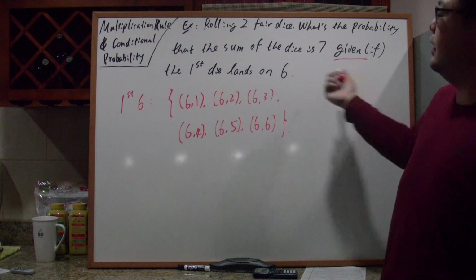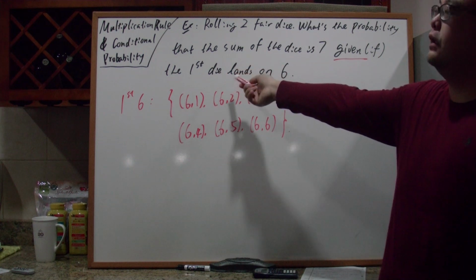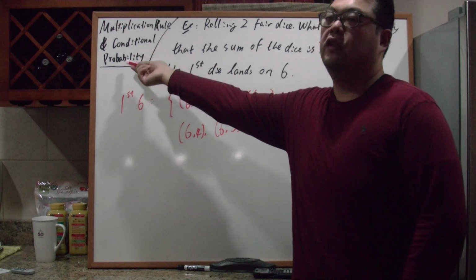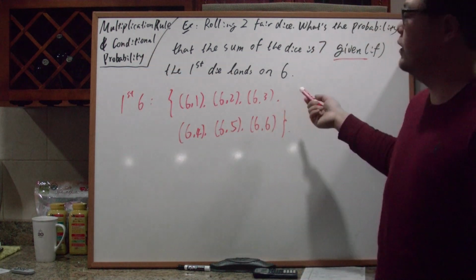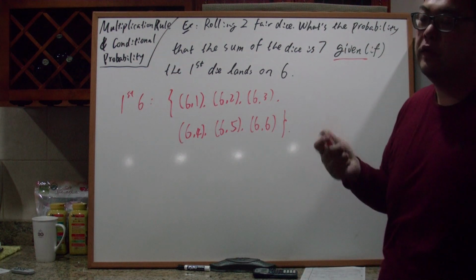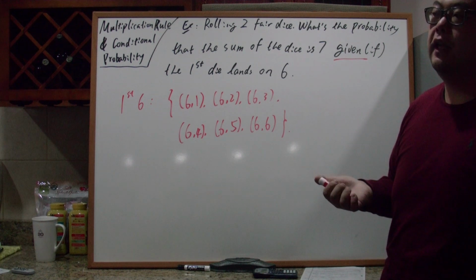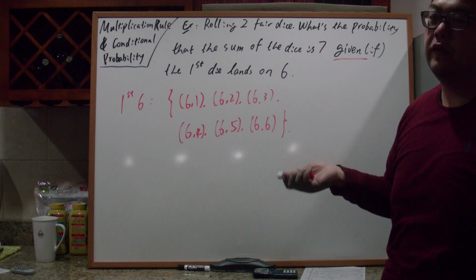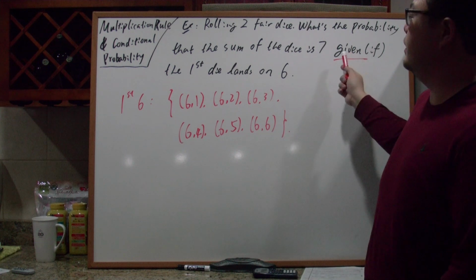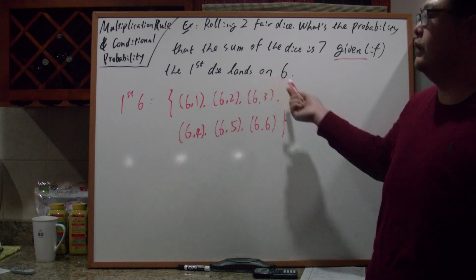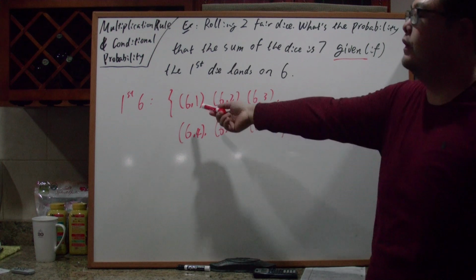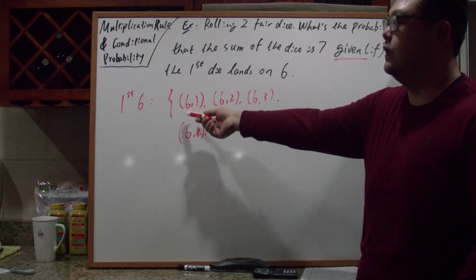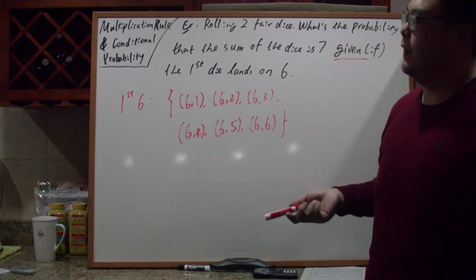Right, so the thing after the given part is called the condition, and what we call conditional probability, which we had also seen before with the drug testing, where we only focused on the 50 who use drugs. Here we know that the first die lands on 6, so we're focusing on this new sample space.